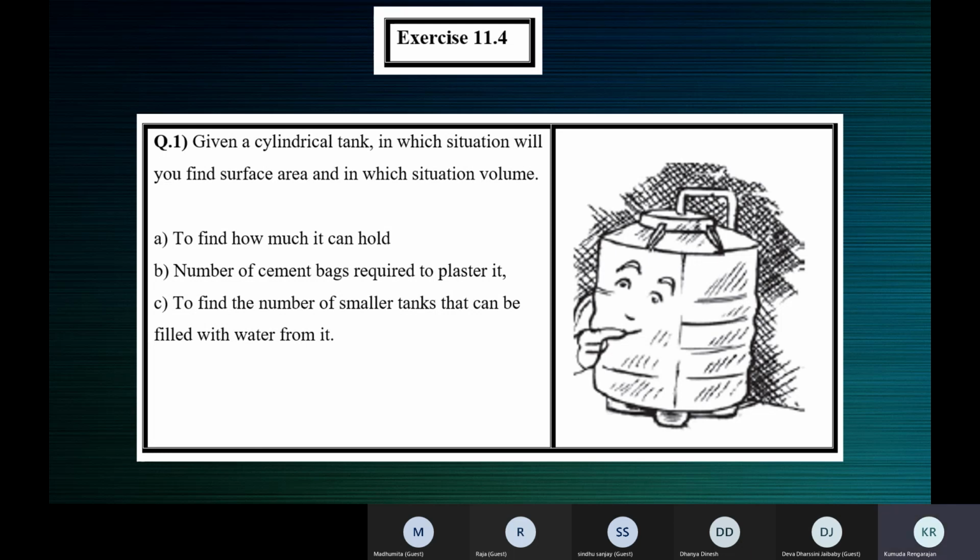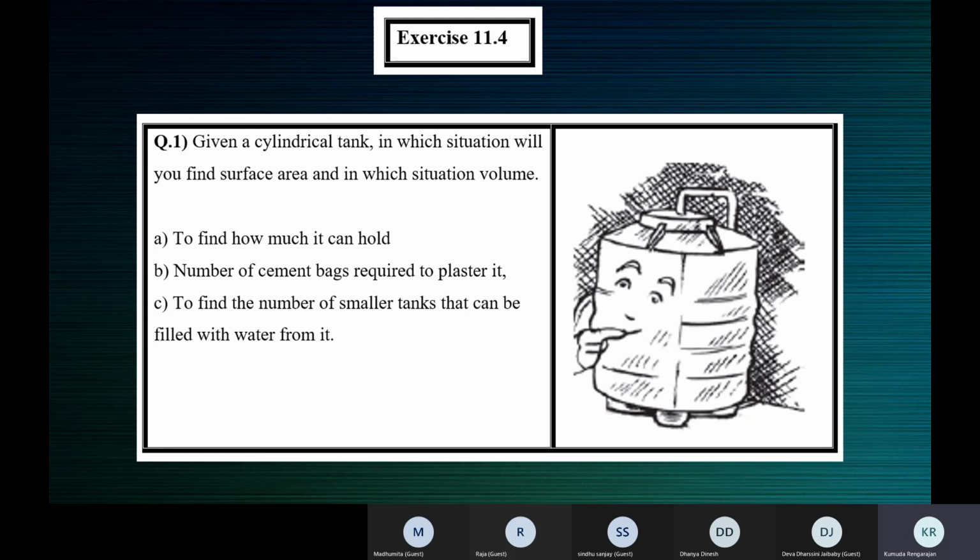So see the first one, to find how much it can hold. What will you do? Volume or surface area? Volume. Number of cement bags required to plaster it? Surface area. Because the cement bags, you will not pour it inside the cylinder. You'll rub it on the surfaces. You will rub the cement on the curved surface area, the top and bottom. You will not empty the cement bags into the cylinder.